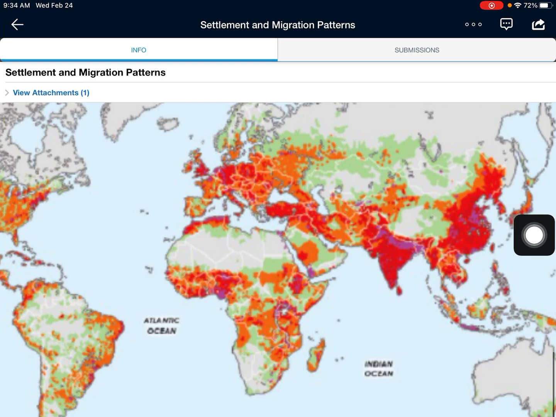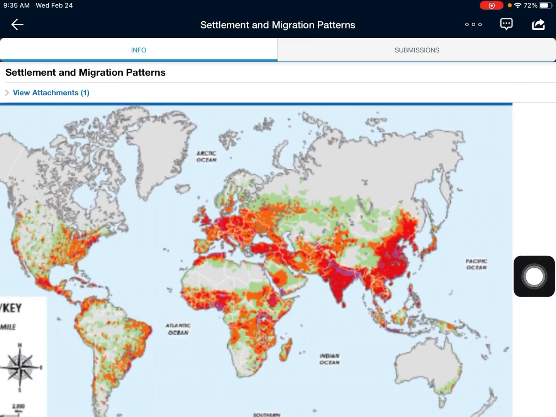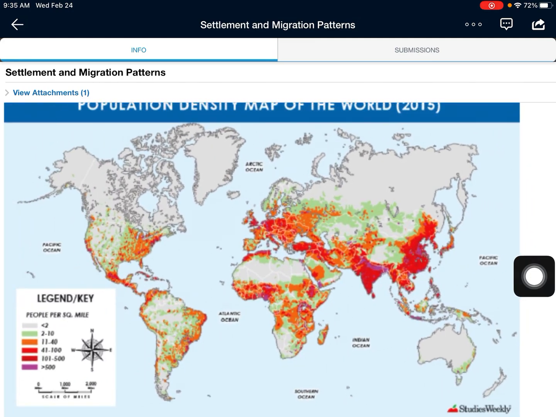If I come over here as well, I'm noticing the same thing. Lots of people along the sides of our oceans here, and not as much in our middle section. There's more grays and greens in here. Why do you think that might be? Why do you think there is more people along the water than inside of these continents?